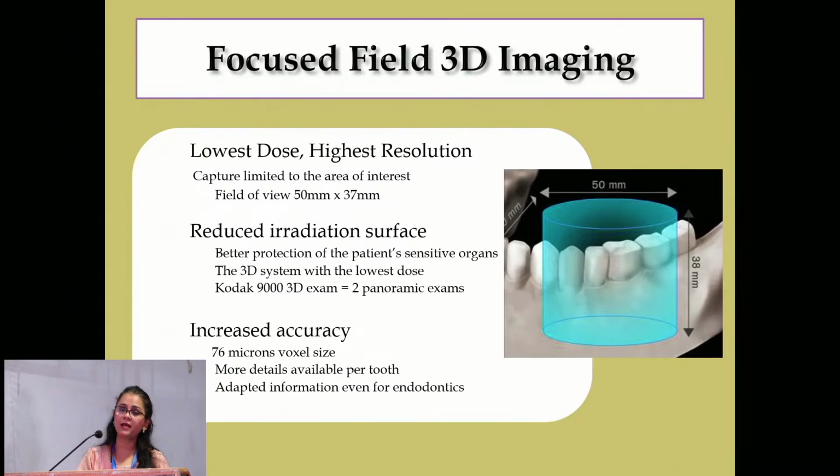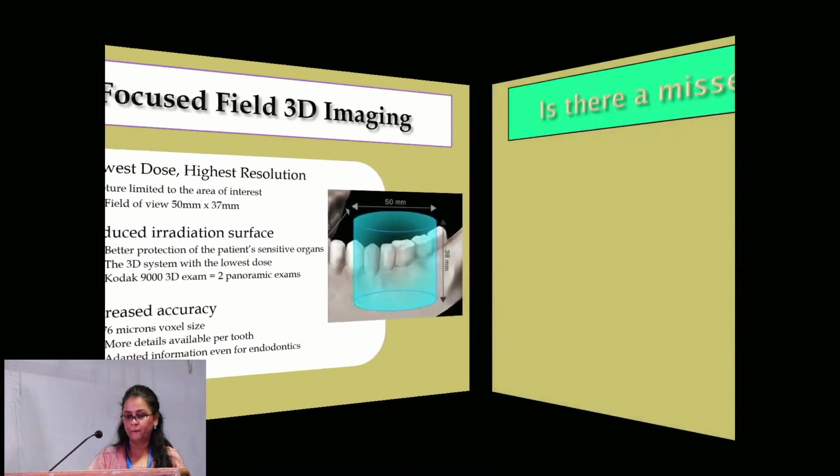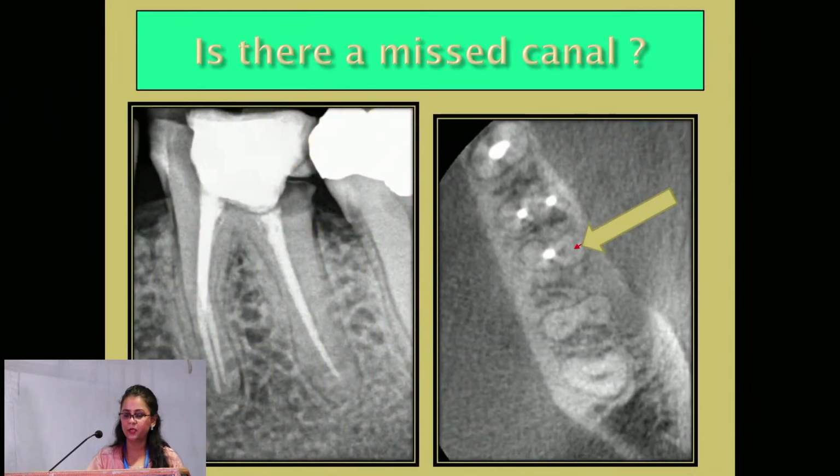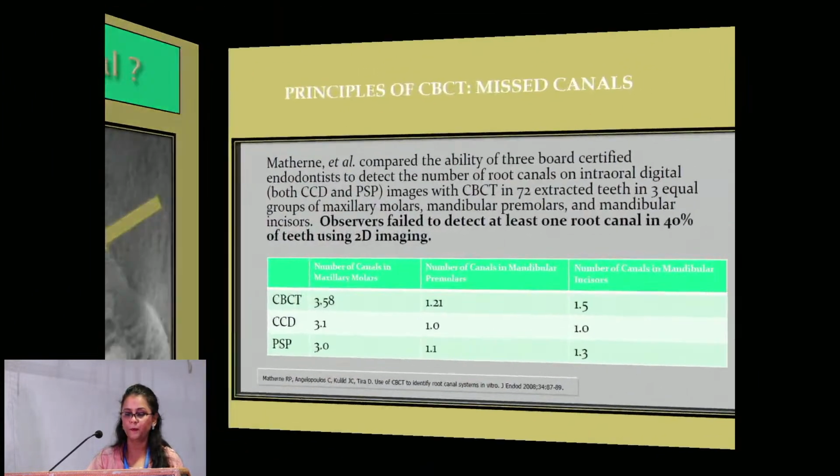Whenever you are writing your prescription for a missed canal or endodontics, always write a high resolution scan. Don't mention endodontics. It is better to write that the scan is needed to evaluate the missed canal or a broken instrument. So go for a higher resolution. This is another case of a missed canal which can be best evaluated on a CBCT.